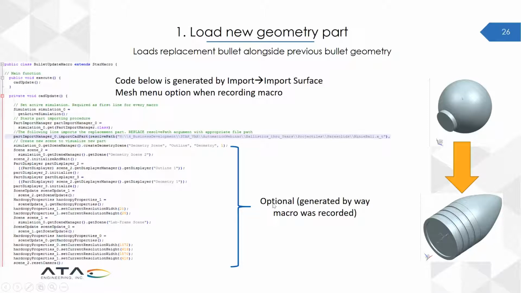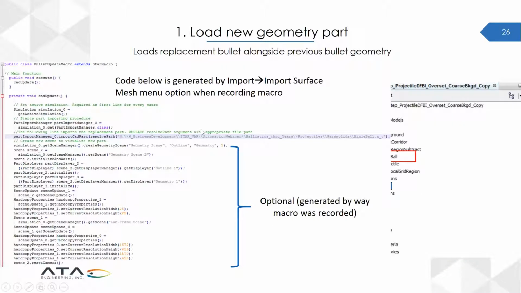This other part here I have is optional. This would be if you wanted to create a separate geometry scene for each part. Probably not if you're doing hundreds, but if you're only doing a few, then maybe. And this is generated by way of the macro when I did it at the time. But you can also, if you were to do this yourself, unselect the option in the import command that makes this come up. But that's the general command.